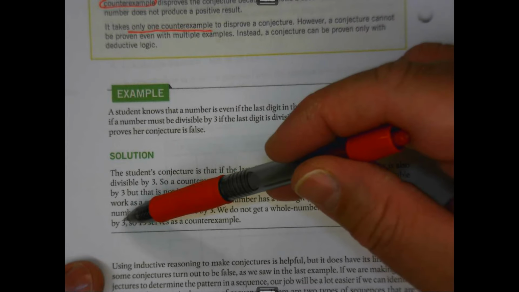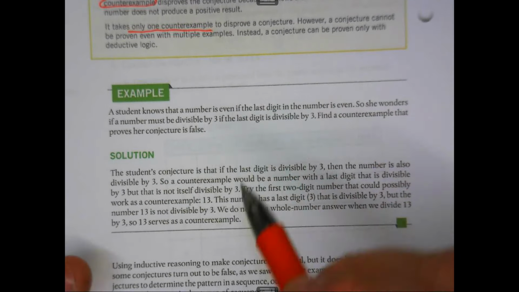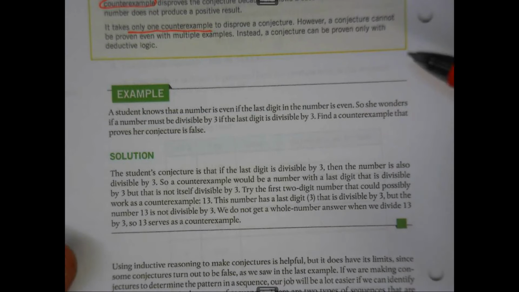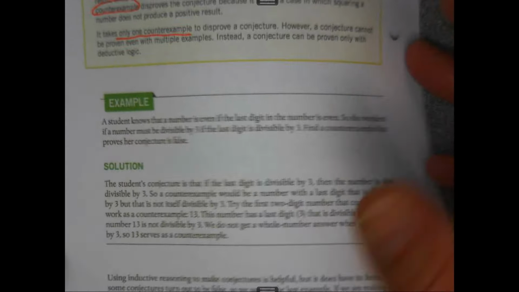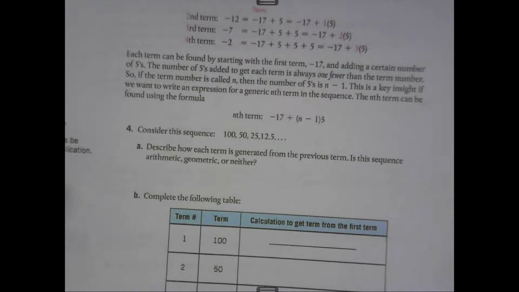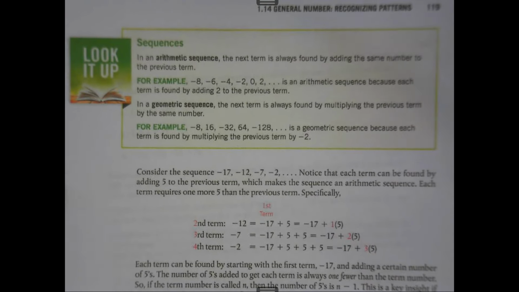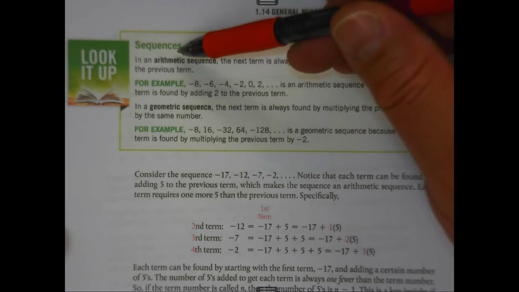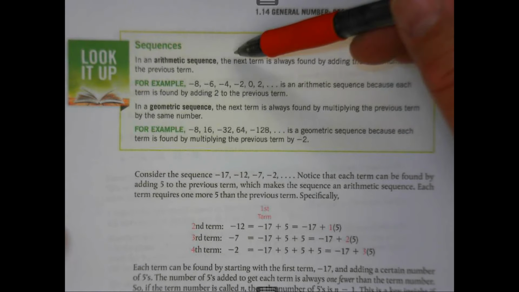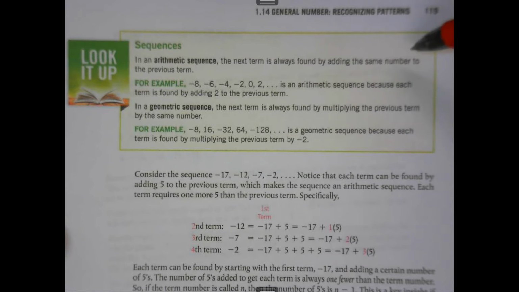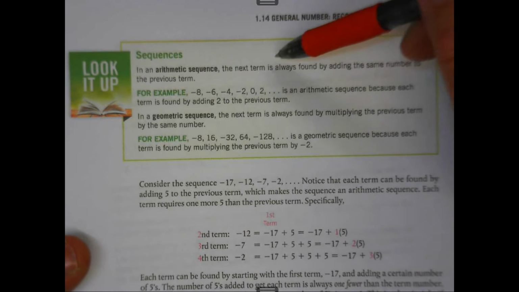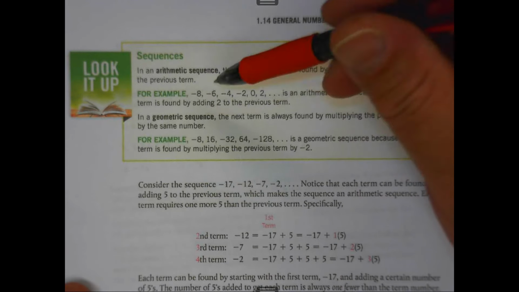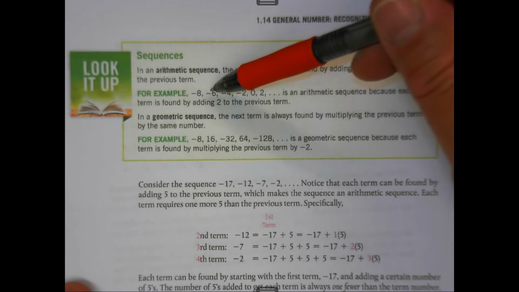Okay, let's talk about the two different sequences that you need to know about. Arithmetic sequence. The next term is always found by adding the same number to the previous term. Don't forget, you can add positive or negative numbers. Example, -8, -6, -4. It's an arithmetic sequence because each term is adding 2 to the previous term. So arithmetic sequence, adding.